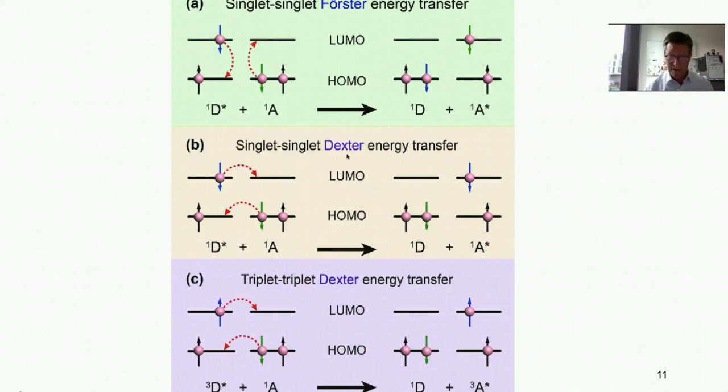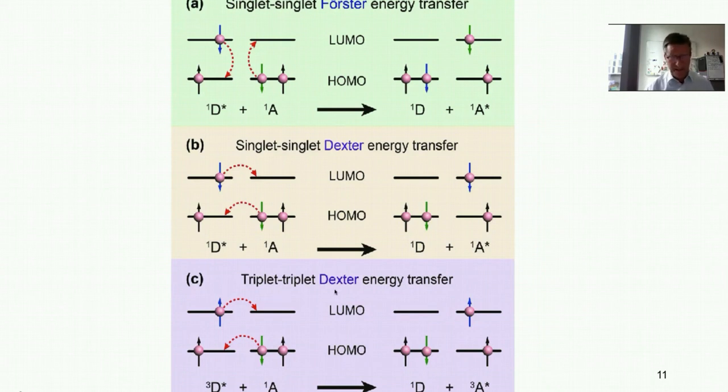The Dexter mechanism, we can apply it also for singlets. So then this blue electron is transferred to this level, and this green electron is transferred to the other level of the donor. So we start with a singlet excited state. We have double electron transfer, and we end up with a singlet excited state on the acceptor. So that's the singlet-singlet Dexter mechanism.